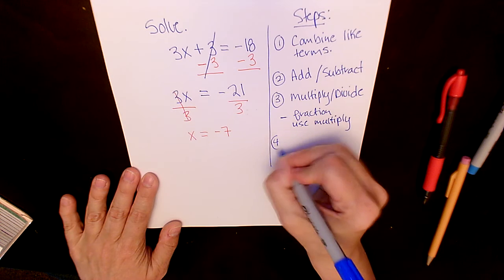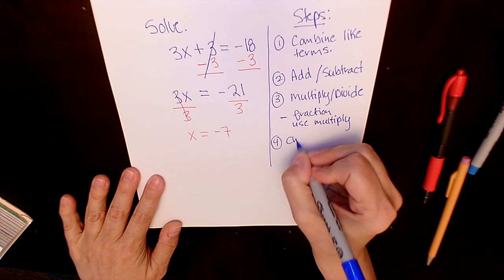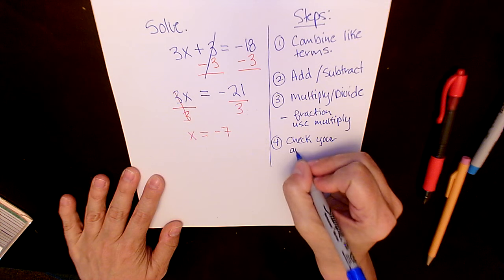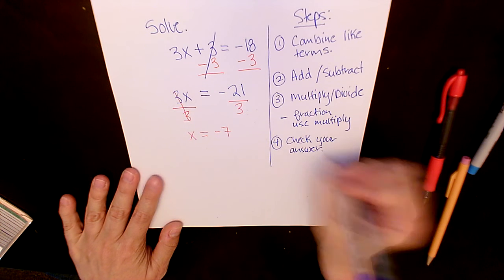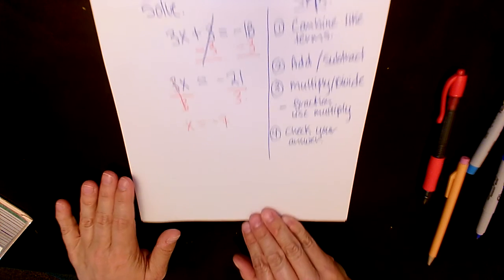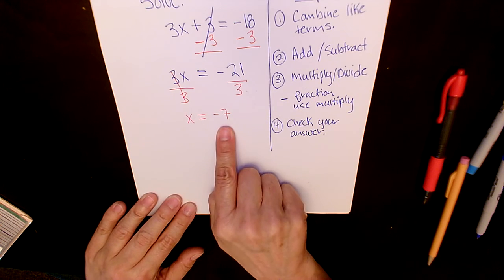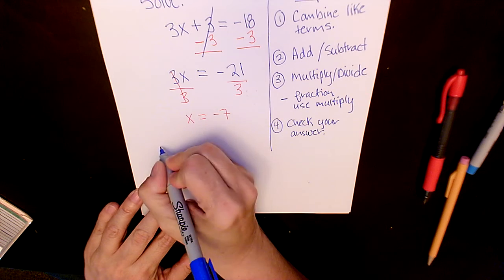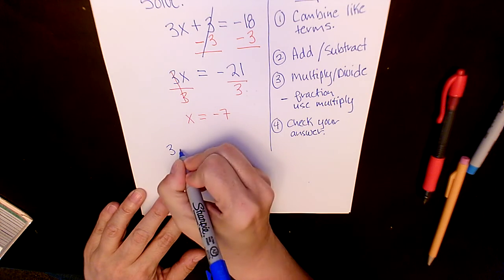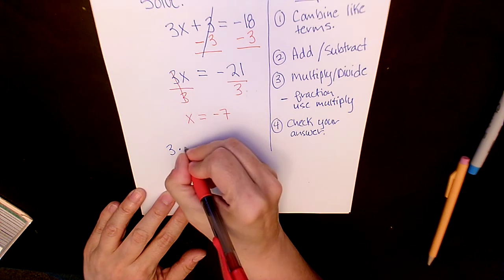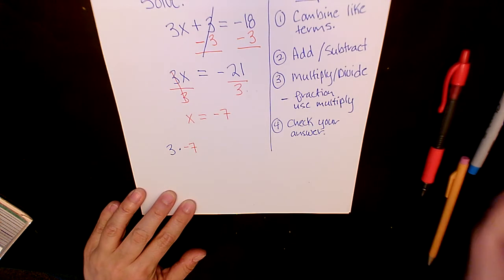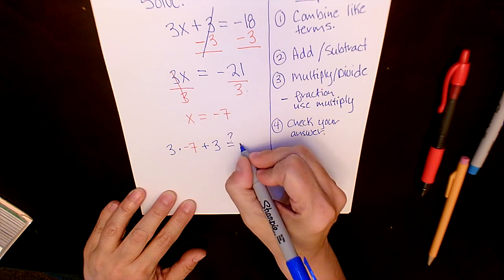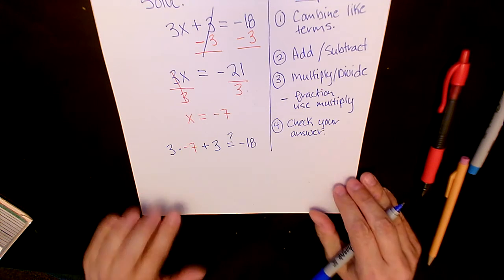And then the last step, check your answer just to make sure. So I'm going to take x as negative 7. I'm going to plug it back in here. So 3 times negative 7 plus 3, does that give me negative 18?